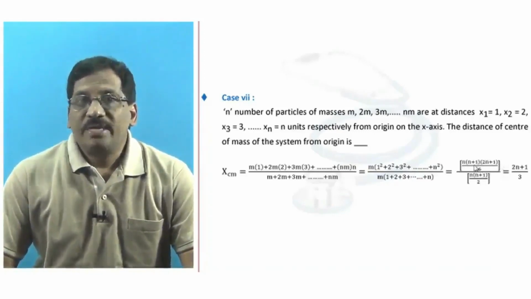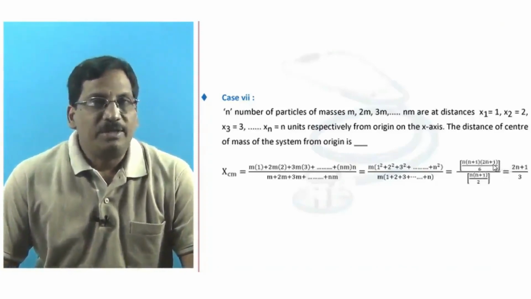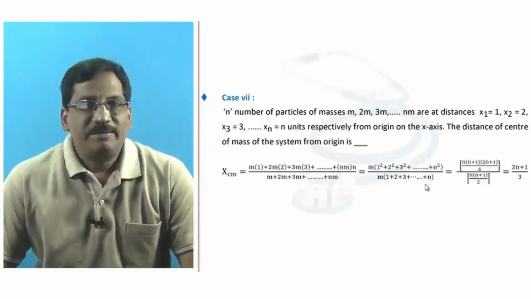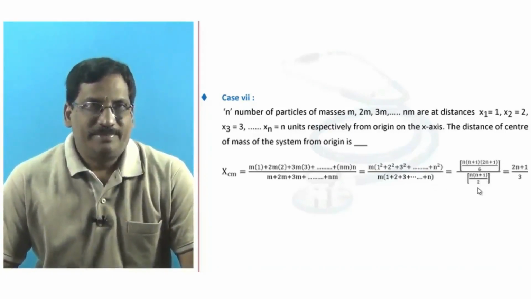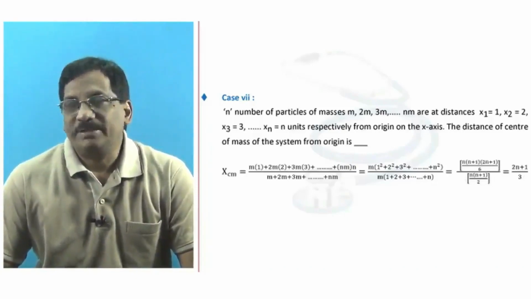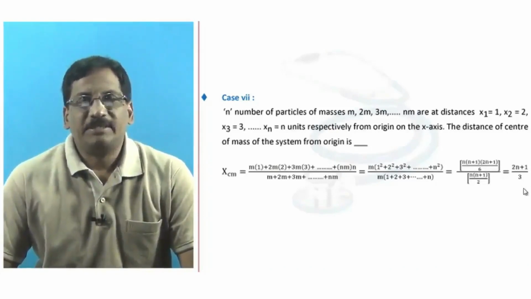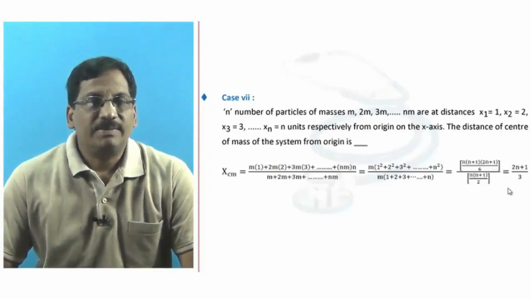The sum of the squares of the natural numbers is n(n+1)(2n+1)/6. The sum of natural numbers in the denominator is n(n+1)/2. So when we simplify this expression, we are left with (2n+1)/3. Look here, (2n+1)/3 is the position coordinate of the center of mass measured from the origin.